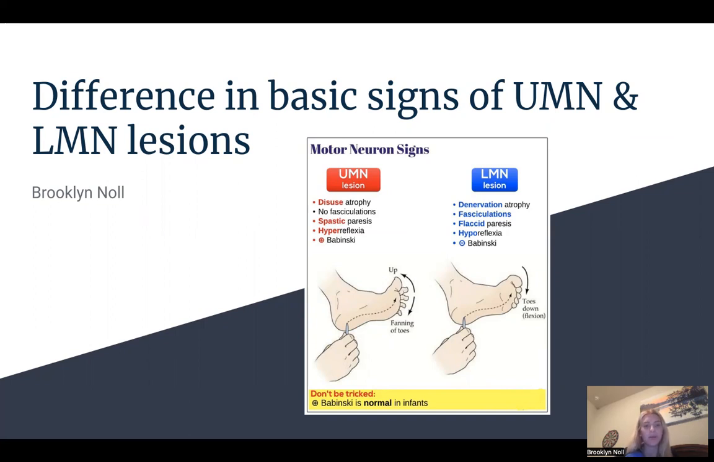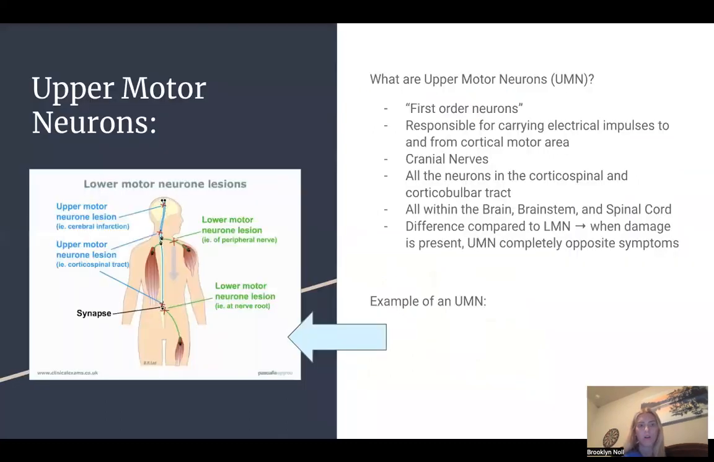Hey everyone, my name is Brooklyn Knoll, and this is my show-off over the difference in basic signs of upper motor neuron and lower motor neuron lesions.